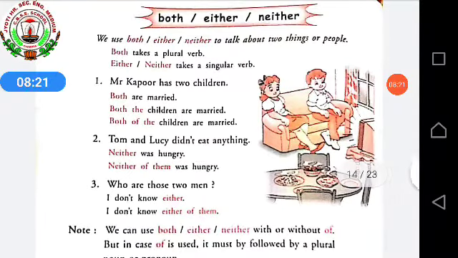Tom and Lucy didn't eat anything. So, neither was hungry, neither of them was hungry. Neither was hungry means no one was hungry. That's why they were not eating anything. And neither of them was hungry also means the same.